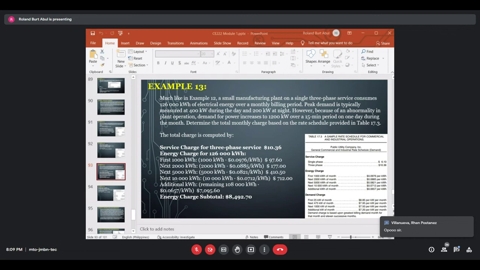Pero ang example na ito sa power demand charge is mostly makita sa mga industrial na clients. Dili na ito makita sa residential na billing. Kung pansin ninyo, wala tayong ganito sa residential, di ba? Simple nga energy charge ang naa dito.